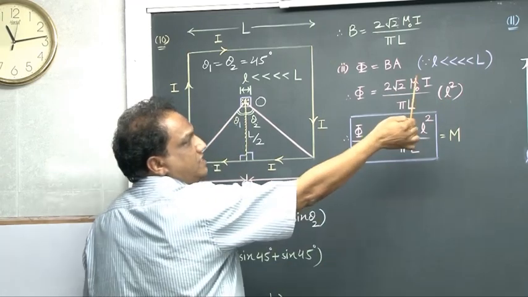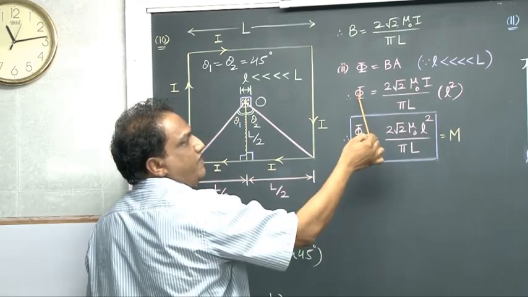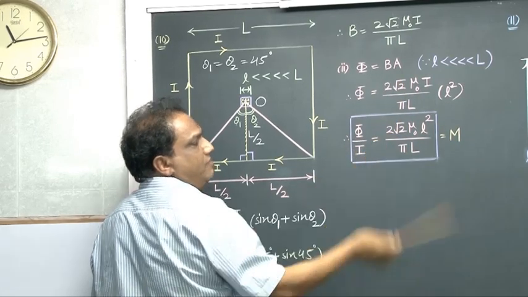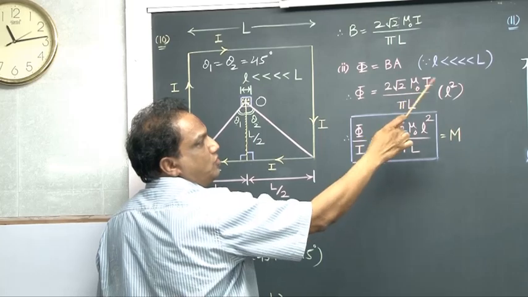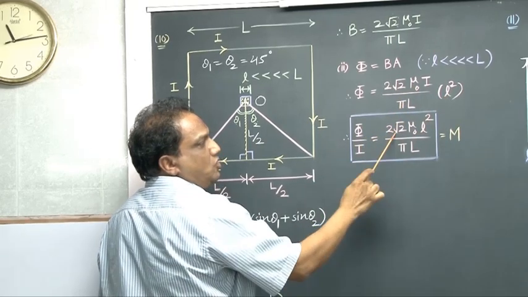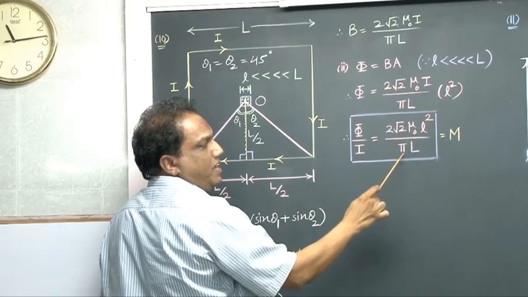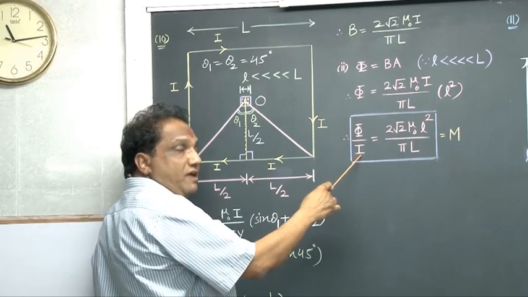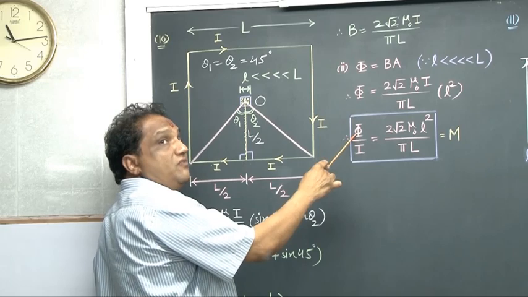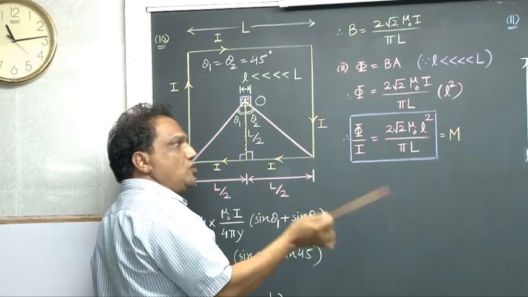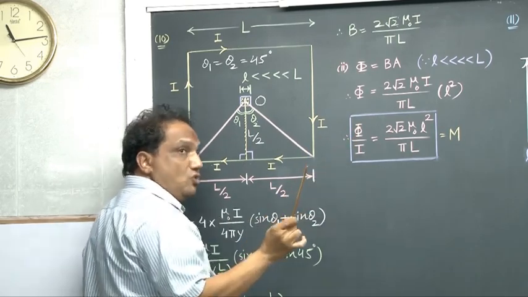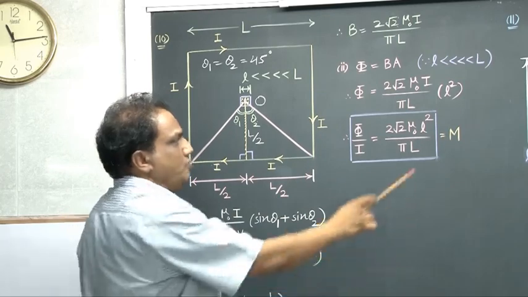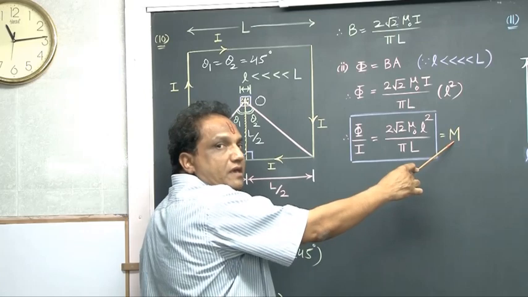And now just take this I in the denominator. So you will find phi upon I. Come on, capital phi upon capital I will be 2 root 2 mu 0 L square upon pi L. Mind well, this is the current passing through the bigger frame. This is the magnetic flux linked with the smaller frame, and you know such a ratio is going to give you the mutual inductance of these two frames shown by symbol capital M. Okay.